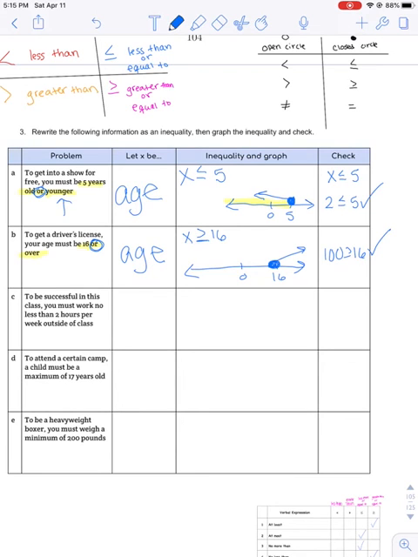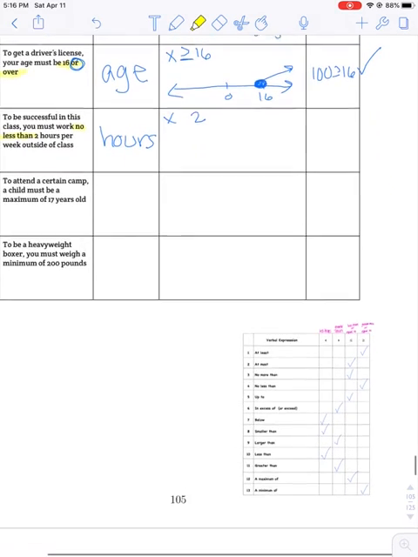All right, I'm going to do the next one together with us. Try C, pause the video, come back when you're ready to go over C. All right, hopefully you're ready to go over it. Let X be hours, that was the quantity. And then I'm going to have X and 2. The key phrase is no less than.